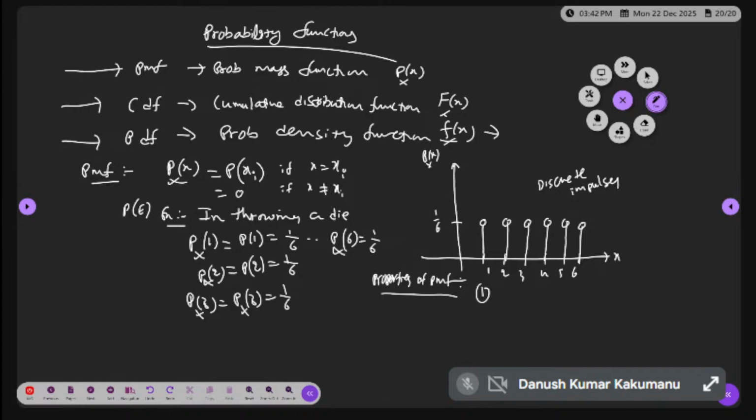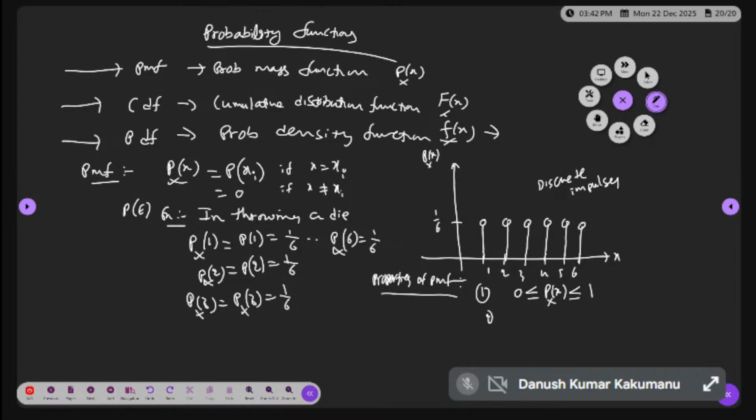See the properties of the PMF. 0 less than or equal to PMF less than or equal to 1. These are the PMF properties. First property is what? Probability lies between 0 and 1. Yes or no? PMF lies between 0 and 1.